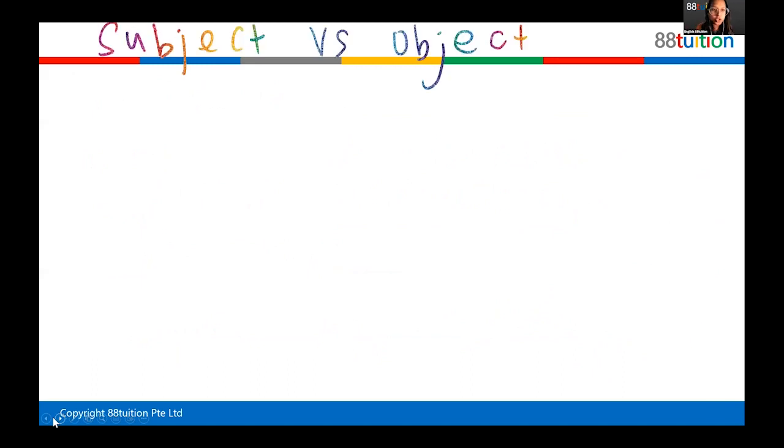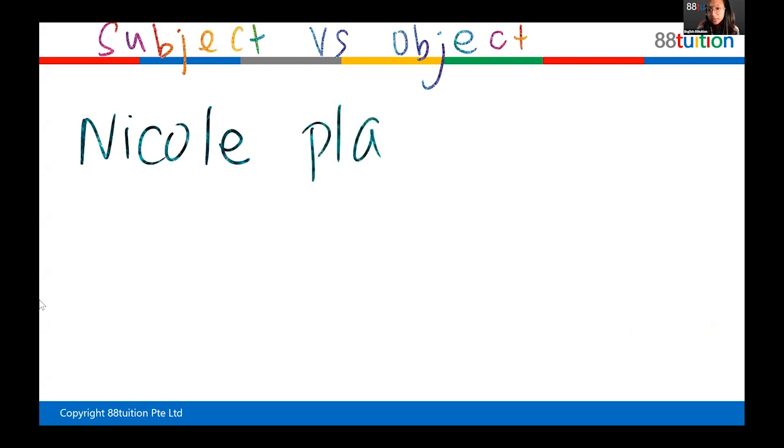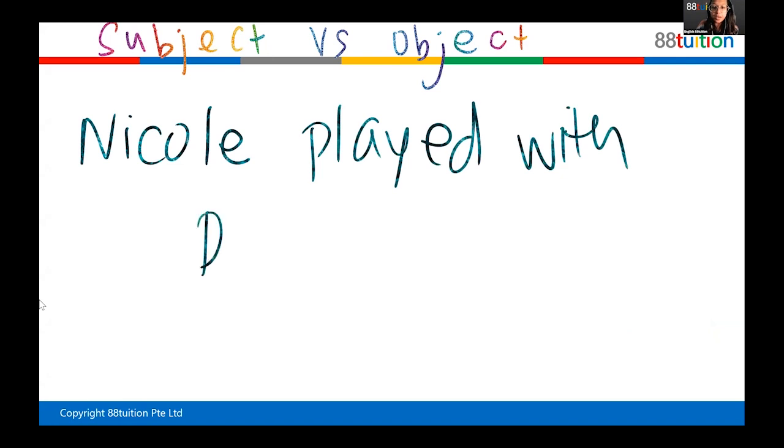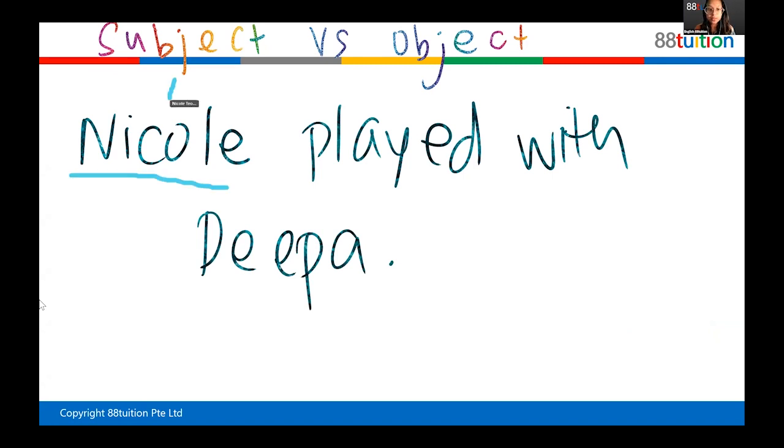So before that, who knows what is a subject and what's an object? Every sentence usually will have a subject and an object. Let me give you a sentence. Let me see. I'm going to choose Nicole. Nicole played with Deepa, for example, okay? Now, can you tell me in this sentence, who is the subject? Yes, Deepa? Nicole. Very good. Nicole is a subject because Nicole is doing the action.